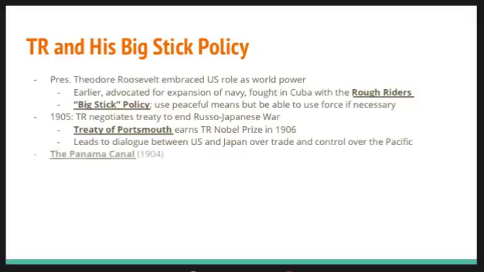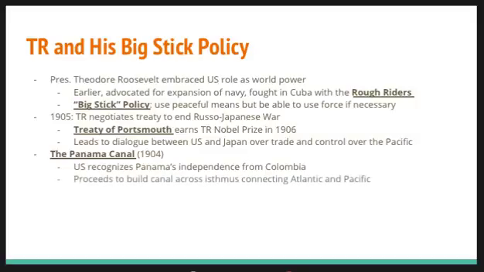Then TR oversaw the creation of the Panama Canal in 1904 by recognizing Panama's independence from Colombia. Panama used to be just a state, a province of Colombia, and they wanted to be an independent country. The United States said, cool with us. And once they did that, the United States was allowed to come in and build a canal across the isthmus that connected the Atlantic and Pacific and allowed for ships going between the Atlantic and Pacific to move more quickly instead of having to go all the way around South America.